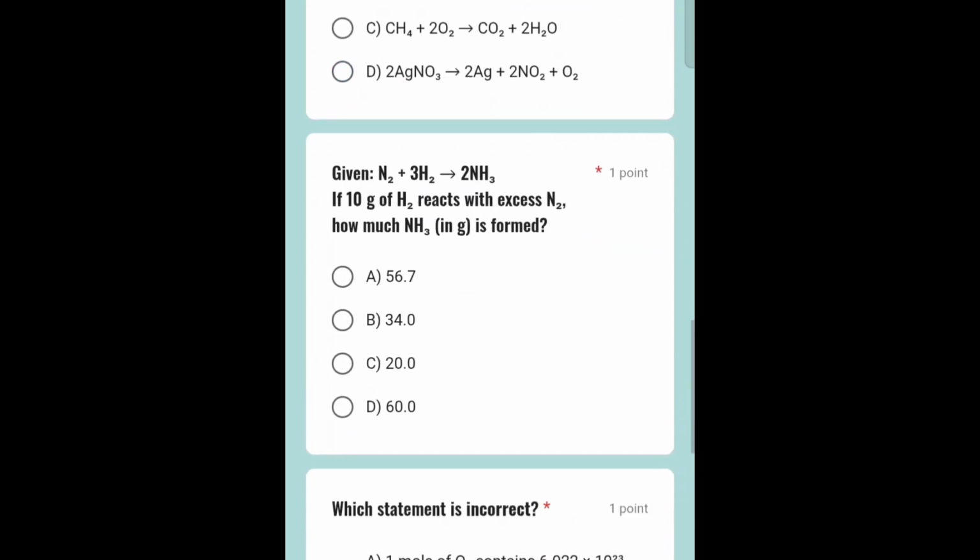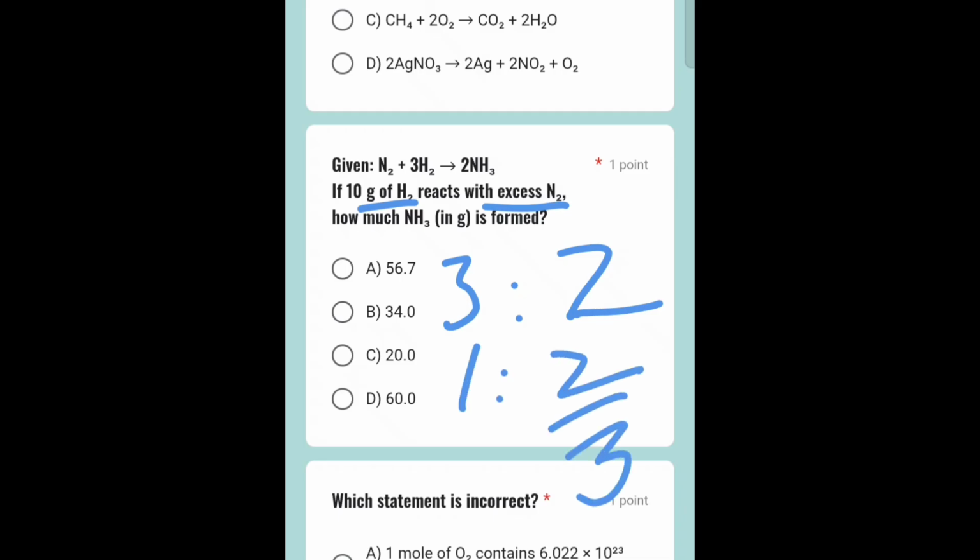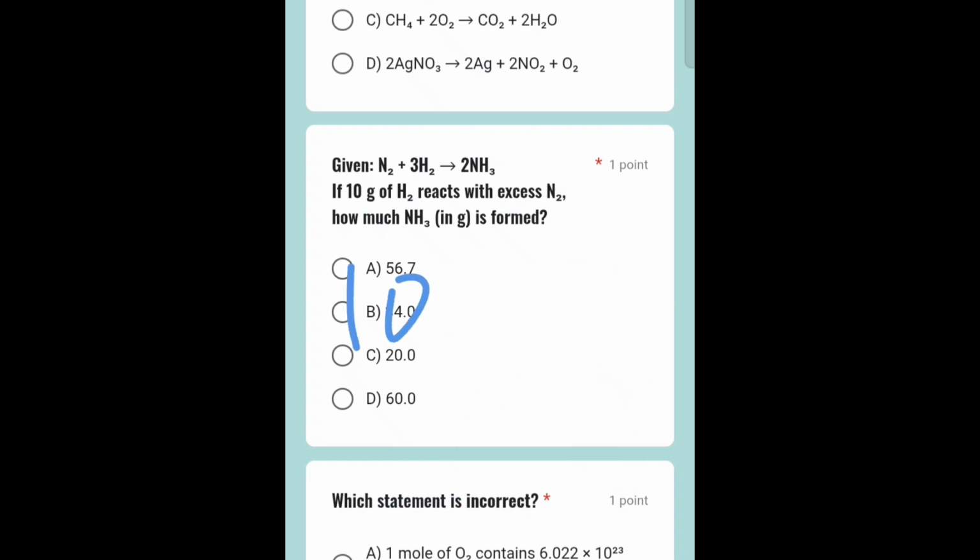Next question, formation of ammonia is given. 10 gram of H2 reacts with excess nitrogen, it means hydrogen is the limiting reactant. As we see in the equation, 3 moles of hydrogen gas will form 2 moles of NH3. If we have 1 mole, it will be 2 by 3, and if we have 10 grams, then it will be written as 10 into 2 by 3 multiplied by 10.